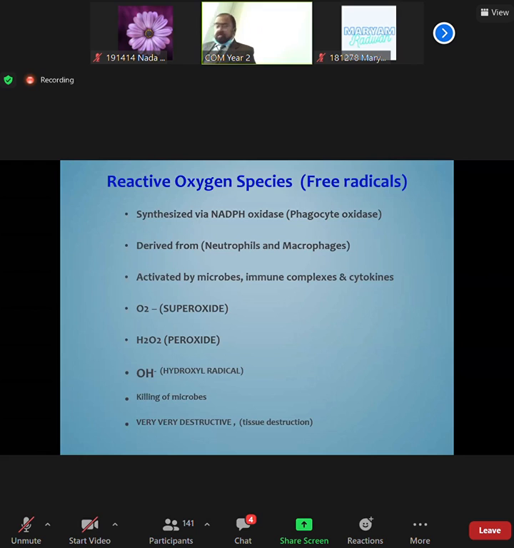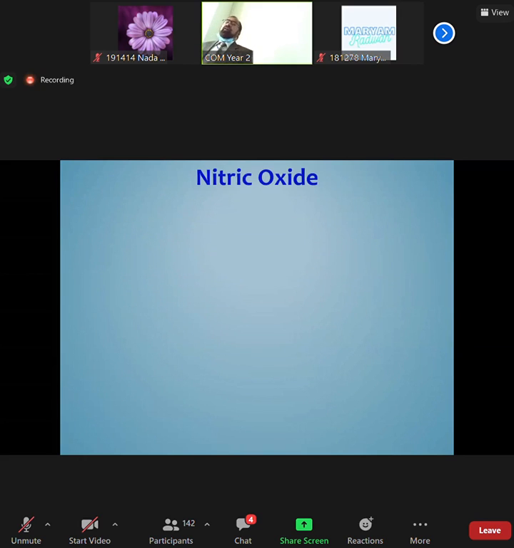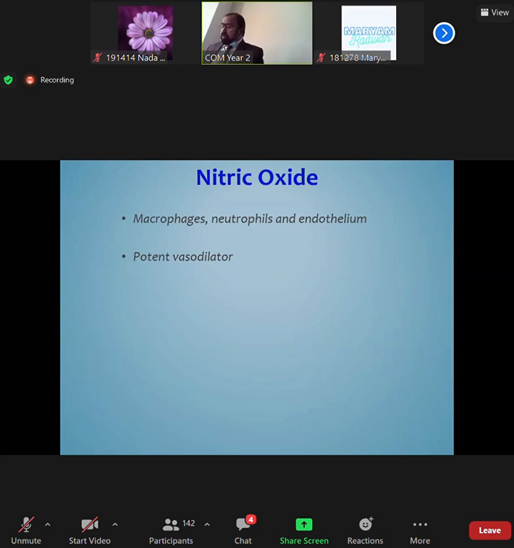So they do the destruction of the surrounding areas, although after the inflammatory process, the whole thing will be cleared off. Nitric oxide is present in macrophages, neutrophils, and endothelial cells. They are potent vasodilators, so they also act as anti-inflammatory. So there are two chemical mediators: one is lipoxin A2 and B2, and number two is nitric oxide.